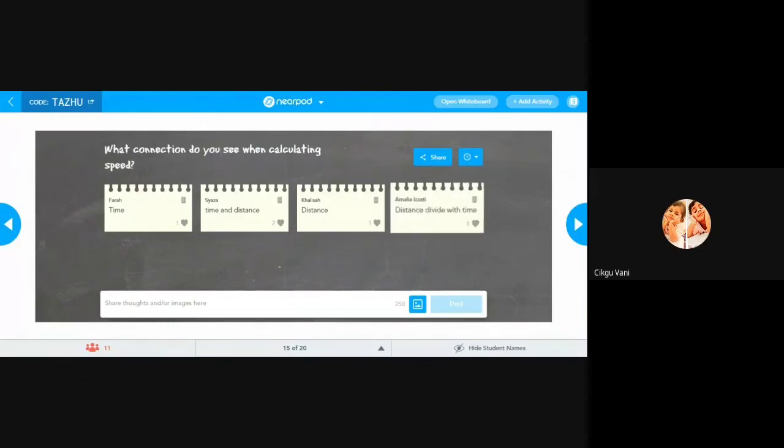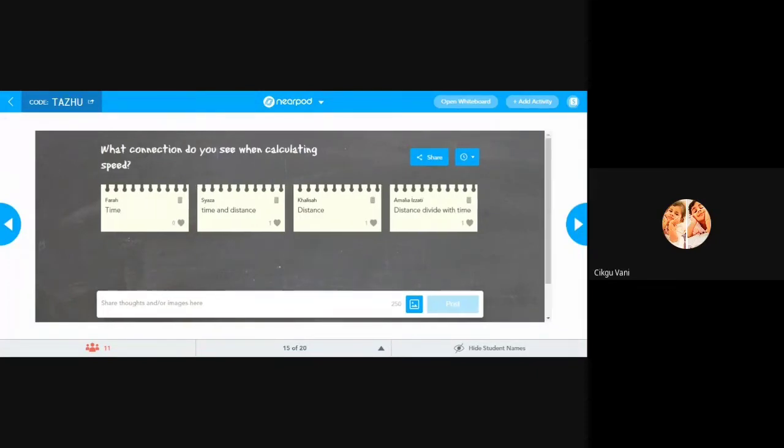What connection do you see when calculating speed? Now you want to calculate the speed. What is the connection? What is the relation? You have said everything just now. Just put it on the sticky note. Amalia Izzati has answered. Farah is still answering. Very good, she added an answer. Okay, keep going guys. Maybe 3 more answers. Okay, no problem. Anybody else? Teacher will give 30 more seconds.